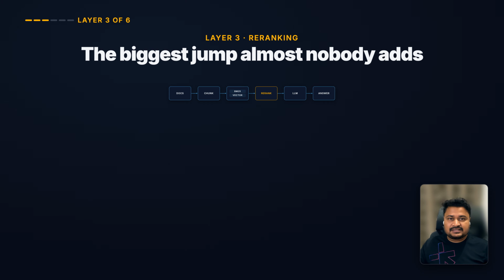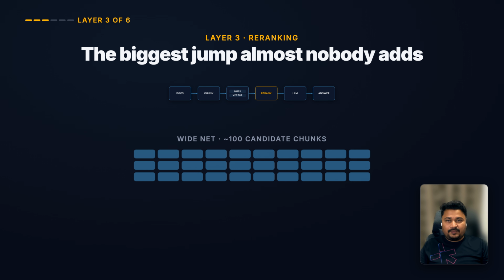Layer 3. And honestly, if you add only this from this video, this one is the single biggest jump in answer quality, and almost nobody does it. Here's the idea. The search from the last layer is fast, but it's rough. It's good at pulling a wide net, say the top 100 chunks that are probably relevant. It is not good at knowing which three of those are actually the best.